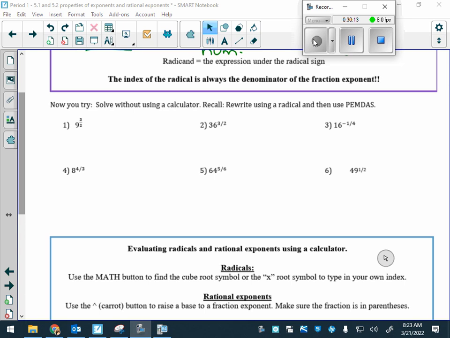Okay? Number 4, the cube root of 8, correct, is 2. 2 to the fourth is 16. Number 5. Finn?